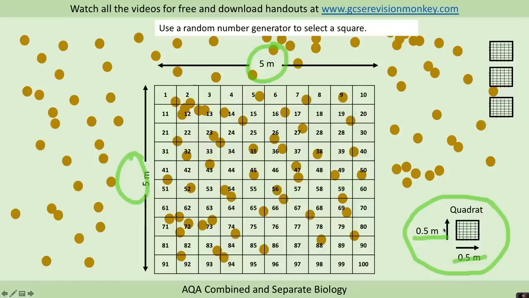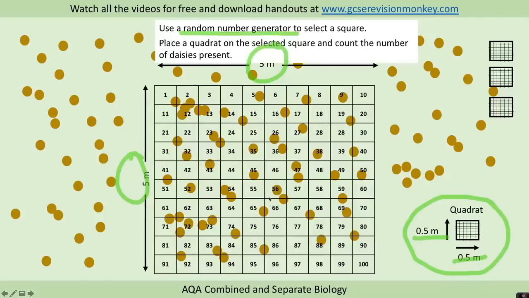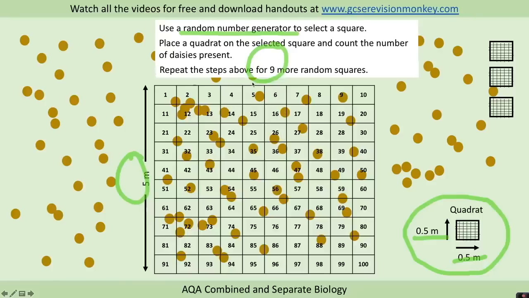And we need to choose where to place our quadrat within this grid. So again, it would take too long to do all 100 squares and count the number of daisies in each square. So what we use is a random number generator to select a square, and you can get those on calculators or phones, and it will pick a number at random for you. So we place a quadrat on that selected square and count the number of daisies present, and then we repeat the steps for perhaps 9 more random squares. So we might do 10 in total.